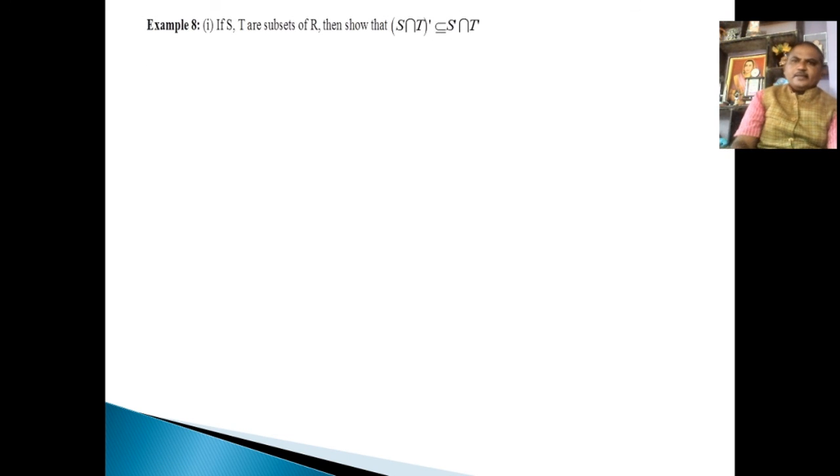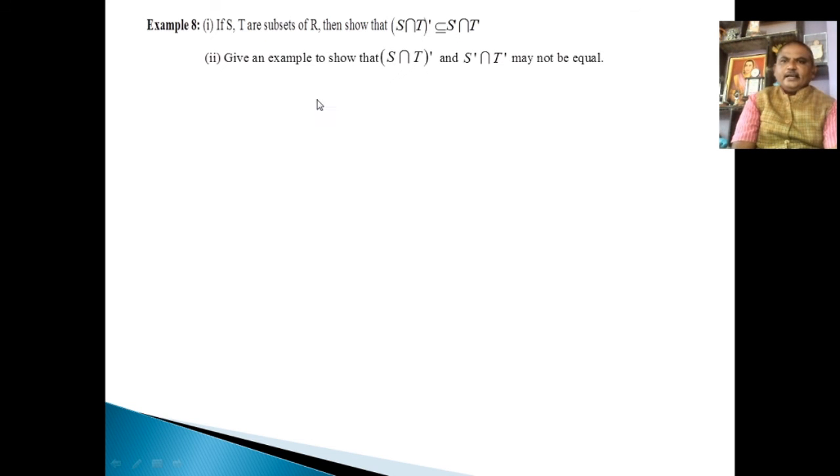Another example. If S and T are subsets of the real number set R, then show that the derived set of the intersection of these two sets is a subset of the intersection of the derived sets S' and T'. And the second part, give an example to show that the derived set of S intersection T and the intersection of derived sets S' and T' may not be equal.